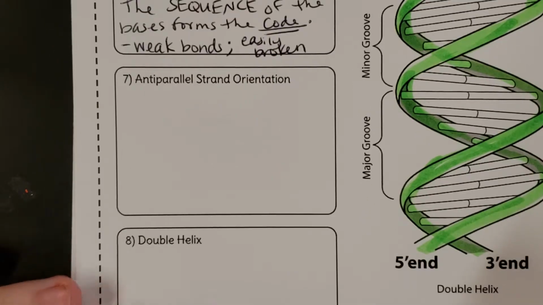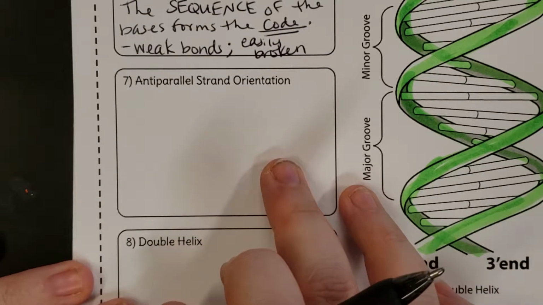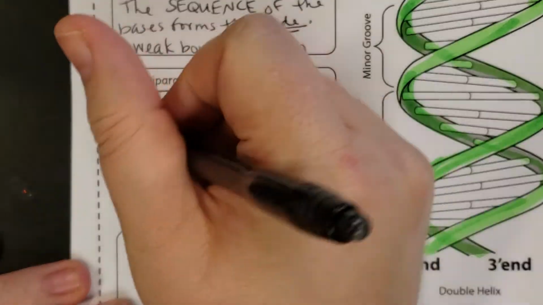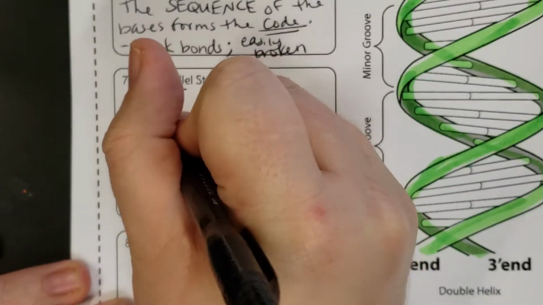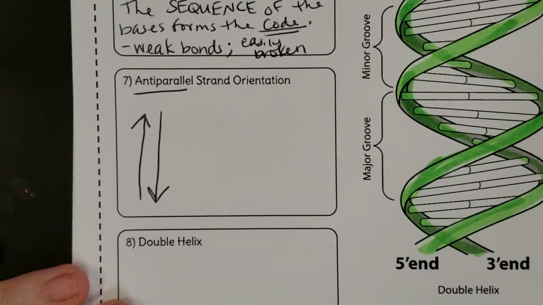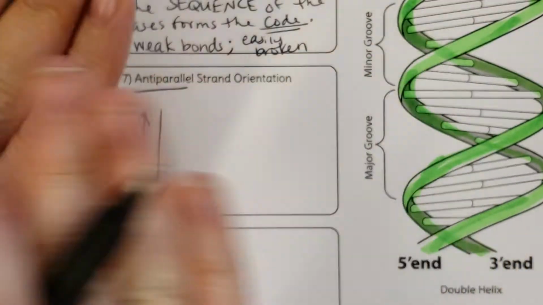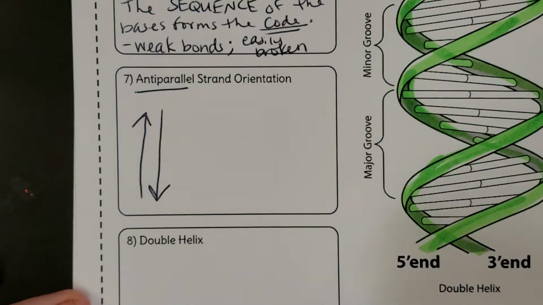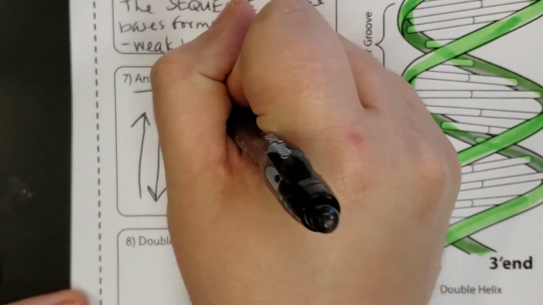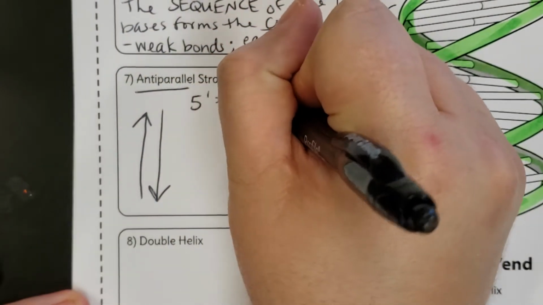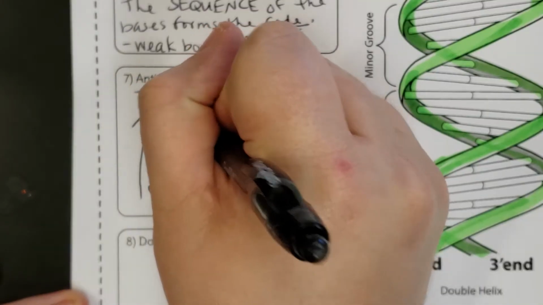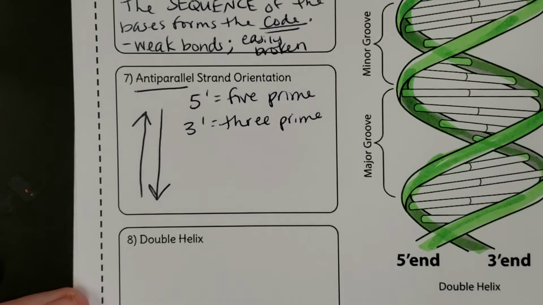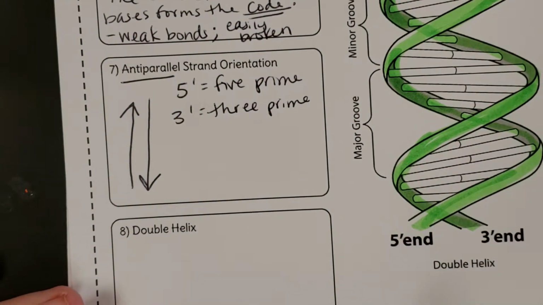All right, these next two, the antiparallel strand. Antiparallel just means that there's a top and a bottom, basically. So one of them goes this direction and the other one goes the opposite direction. So if you put them next to each other, they would be the same. You have to flip one of them upside down for them to match up with each other. And for notation, this symbol means 5 prime. This symbol means 3 prime, just so you know what that looks like.